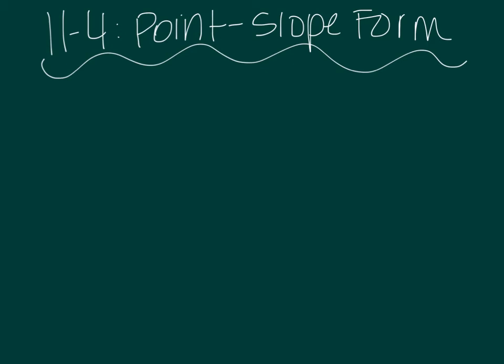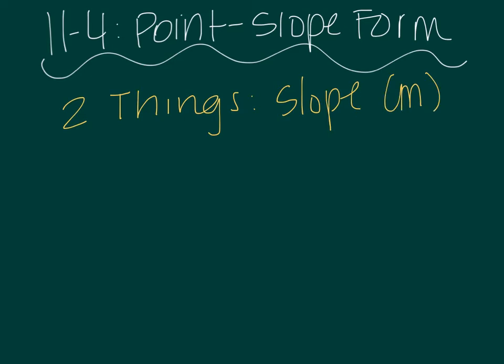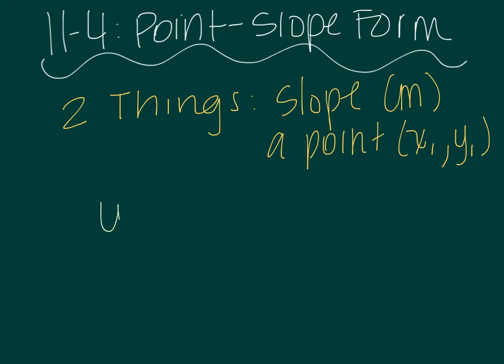Okay, today we're starting 11.4, which is point slope form. In order to do point slope form, you have to have two things. Those two things are your slope, which is the same thing as m, and a point. So this is going to be your ordered pair. We're going to call this x1 and y1, just like we did when we were finding slope from 2 points. So the equation for point slope form is y minus y1 equals m times the quantity, in parentheses, x minus x1.